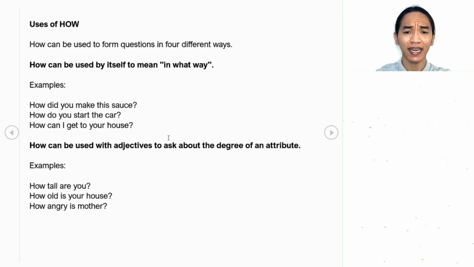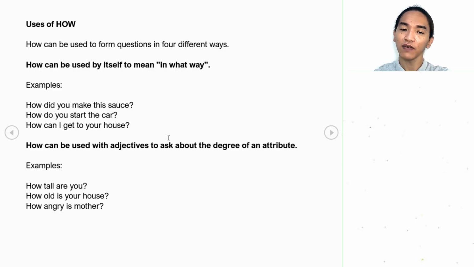Now next one. Let's go ahead and talk about the uses of how. So how can be used to form questions in four different ways. As we know, how can have different intentions when you're asking it in a question. So let's find out those four different ways. Now the first one here is how can be used by itself, without any words with it, to mean in what way. So normally we use it with a verb or an auxiliary verb.